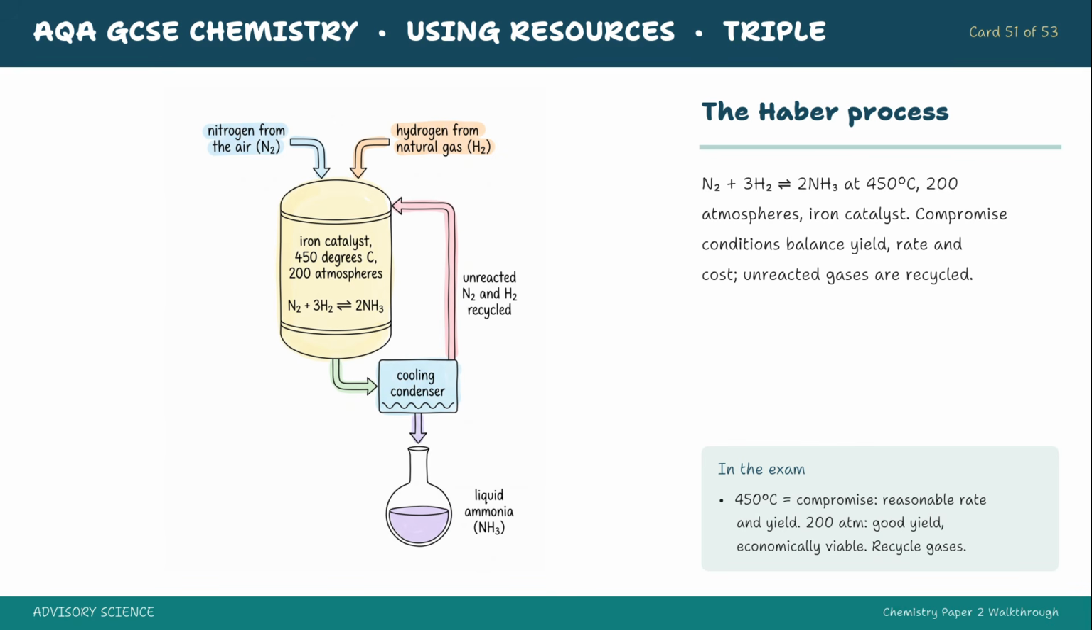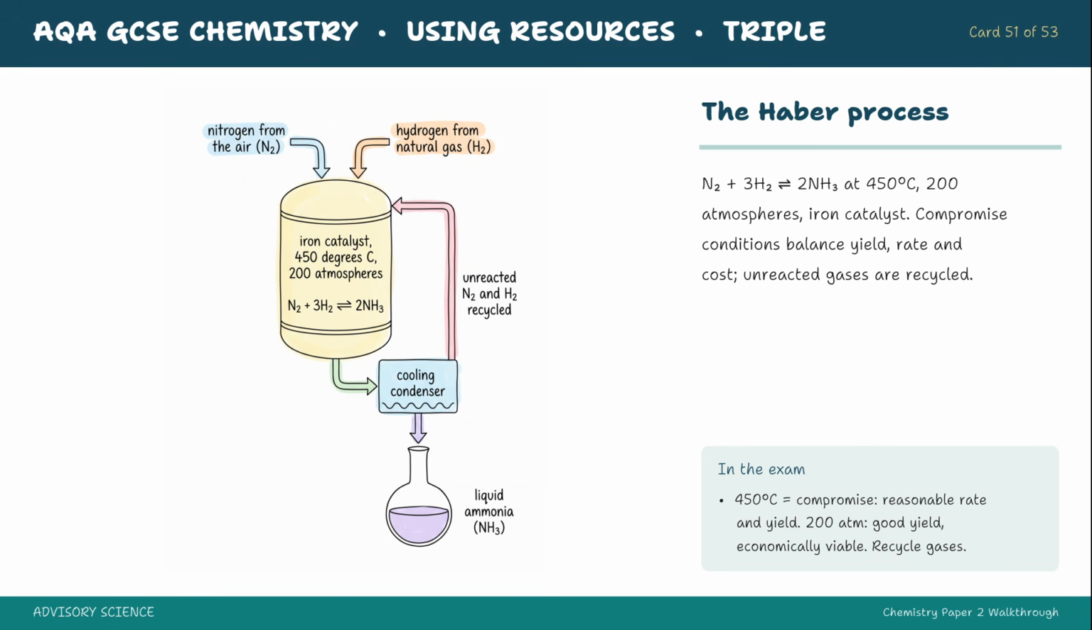Choosing the Haber conditions, and this is higher tier triple. The conditions in the Haber process are a compromise, chosen using Le Chatelier's principle. The forward reaction is exothermic, so a low temperature would give a higher yield of ammonia, but it would also make the reaction far too slow. So 450 degrees Celsius is a compromise, a lower yield but produced fast enough to be worthwhile.